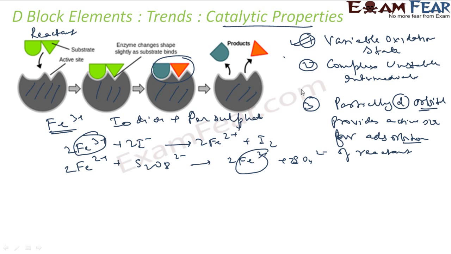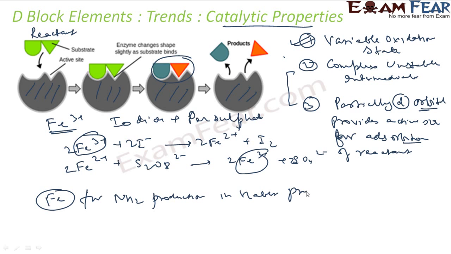Now for the complex, unstable intermediate, and active site, a good example is iron. Finely divided iron is used as a catalyst for the production of ammonia in Haber's process. Why finely divided? Because if you finely divide any metal, you increase the surface area, and we want more surface area where the reactant can be adsorbed and the reaction can take place.